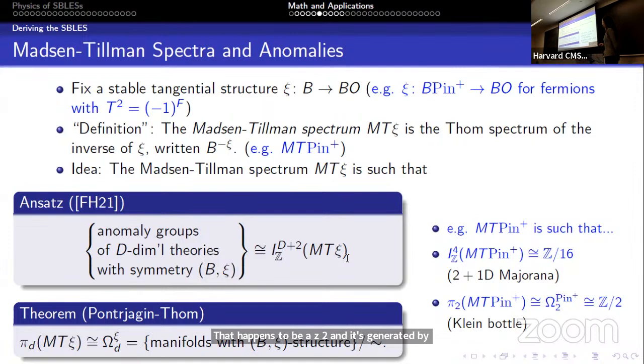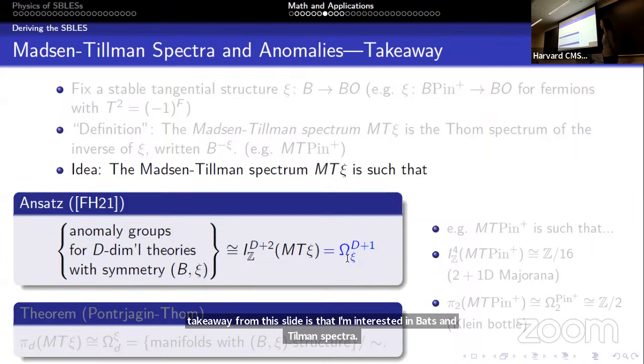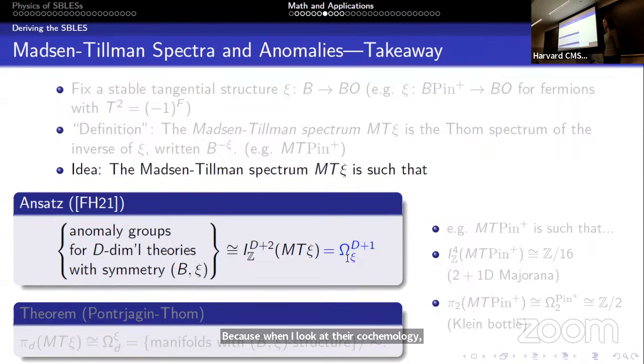So I said a lot on this slide, and I didn't very precisely define the Madsen-Tillmann spectrum. But what I want to use is just that here's what we mean when we write this and not this group of anomalies. And there's a bit of an off by one issue in our slides, but it should be internally consistent. So the takeaway from this slide is that I'm interested in Madsen-Tillmann spectra, because when I look at their IC cohomology, that gives us the group that we're studying in the context of anomalies. So, yeah.